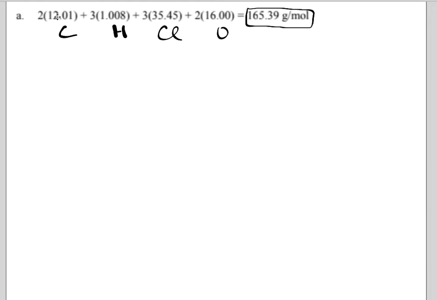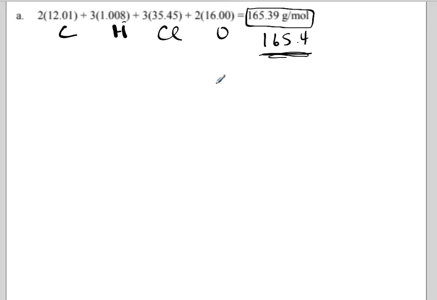So if you look, 12.01, notice how they take it to 3 decimal places. So your number is going to be a little bit off. So anywhere around 165.4 would be good. 2 times 12 is going to be 24.02. 3 times that is going to be roughly 3 plus 3 of those plus 32 there. You should be right around 165.4.